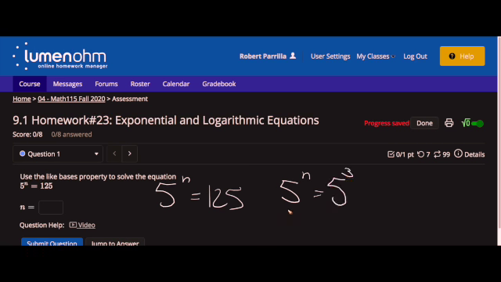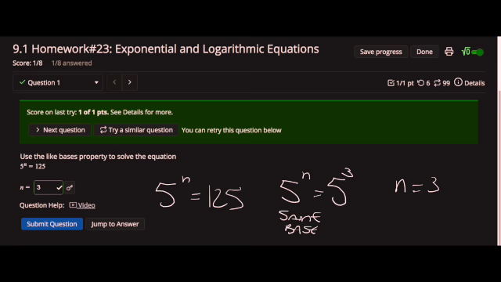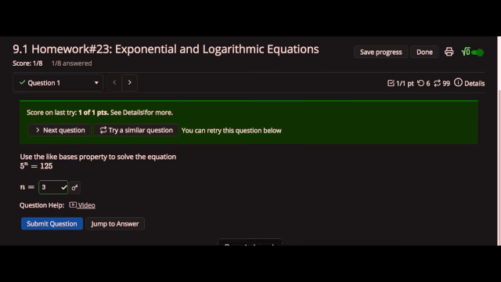And if you think of the 5s as canceling out, now they have the same base, so they can cancel out. And what you're going to be left with is an equation of n equals 3. And that's your answer. That's what they're looking for here. And these are really easy to do. You just have to remember that if they give you a question like this, there is a common base. You just have to seek it out.